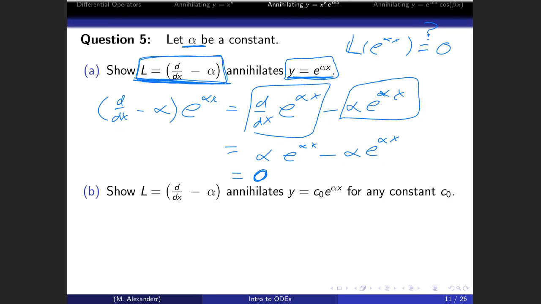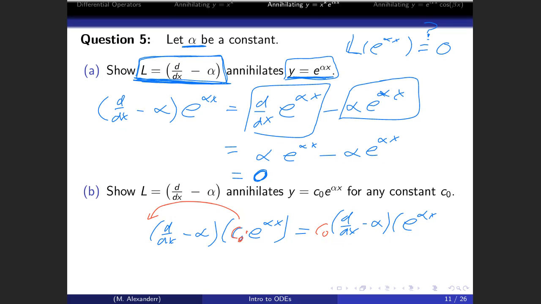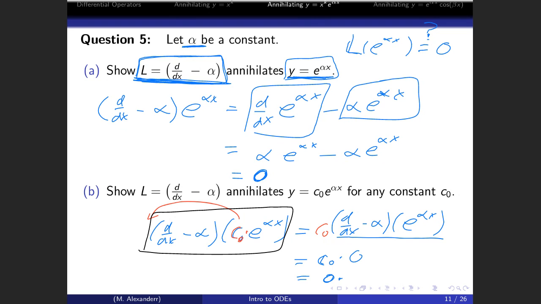Now the property on the bottom says the following. If you apply the same blue operator to a multiple, so multiply the e to the alpha x by any number, one of the properties of linear operators is that if you have a constant in front of the function, you can factor that outside the operator. So you will have the C0 outside, and then your operator, the derivative minus alpha, acting on the function e to the alpha x. What do you know about the operator acting on the e to the alpha x? We know that is equal to 0. So C0 times 0 is equal to 0. This shows that as soon as you know that an operator cancels out a function, you can multiply that function by any number, and the operator still cancels out that new function.